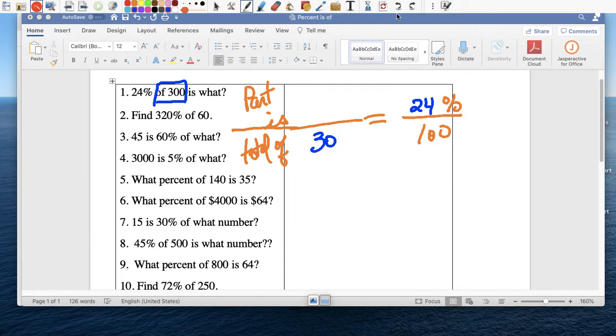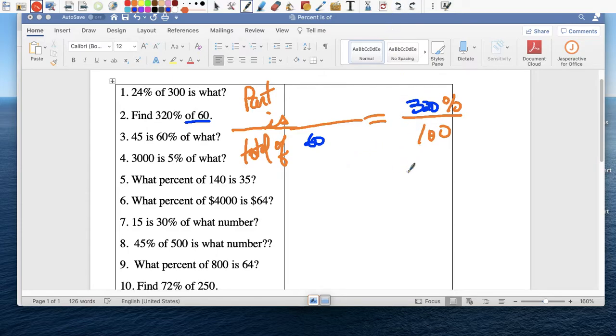Number 2. I'm going to do it this way. 320% of 60. So 320% of 60, of, where does that go? Over here. Is the part that we want, right? So now we're going to go times 6. Oops, not times 6. Sorry.